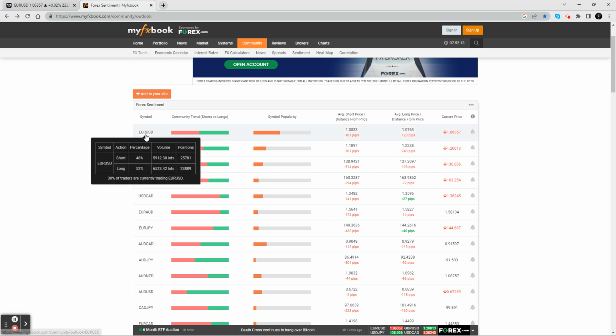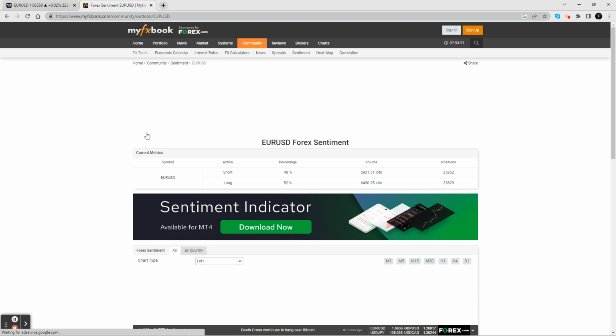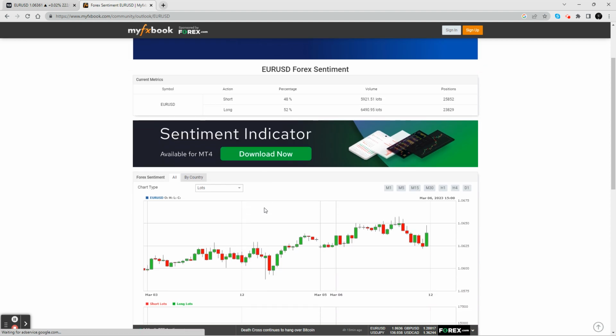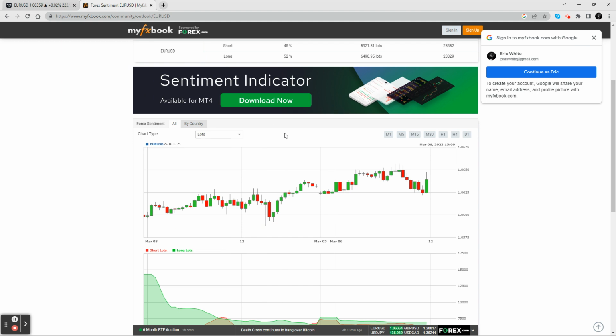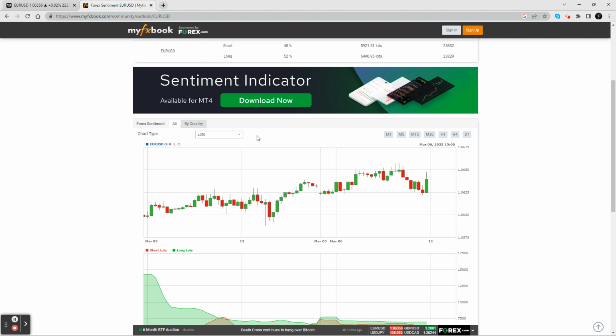Let's look at the Euro USD. You can hover over and you can see the positions to your right. It's 25,781 shorts versus the longs at 23,889. You can click on Euro USD, and this is better on desktop. I'm not sure what it looks like on mobile.